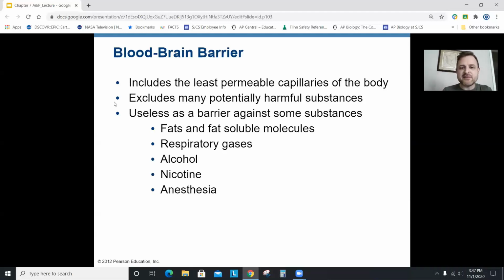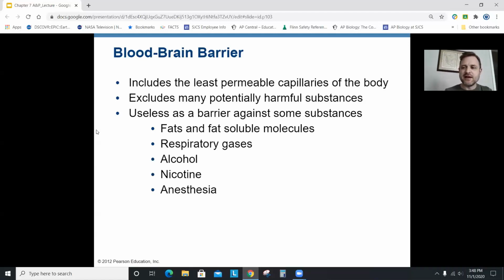So, things that get through the blood-brain barrier with no problem, you can read these. Fats and fat-soluble molecules can get through. Respiratory gases, things like oxygen and CO2, can get through because, again, if your brain's starved for oxygen, that's going to be bad. Alcohol gets through no problem, so alcohol can affect your brain very easily. Nicotine, like in cigarettes. Anesthesia obviously gets through the blood-brain barrier easily because it can put you to sleep. Things like glucose or proteins have a harder time getting through.